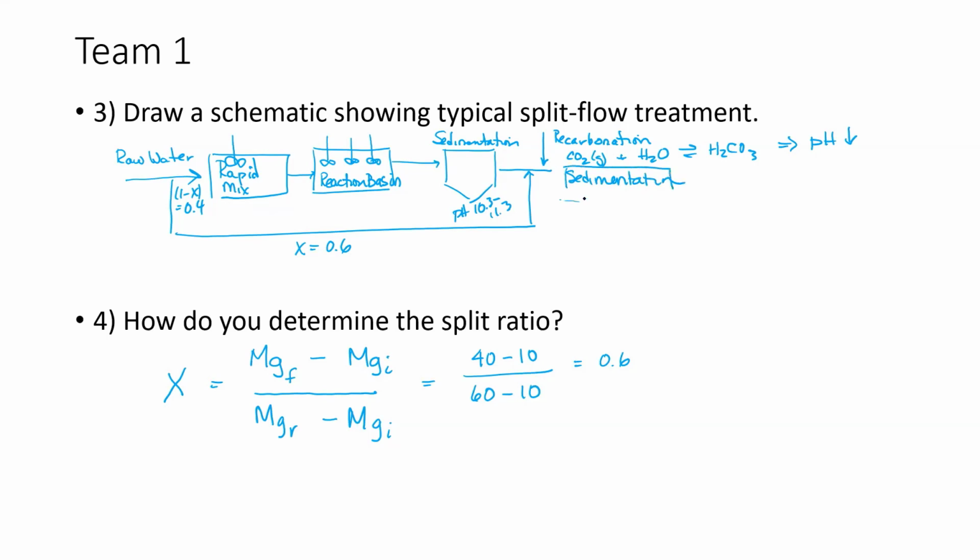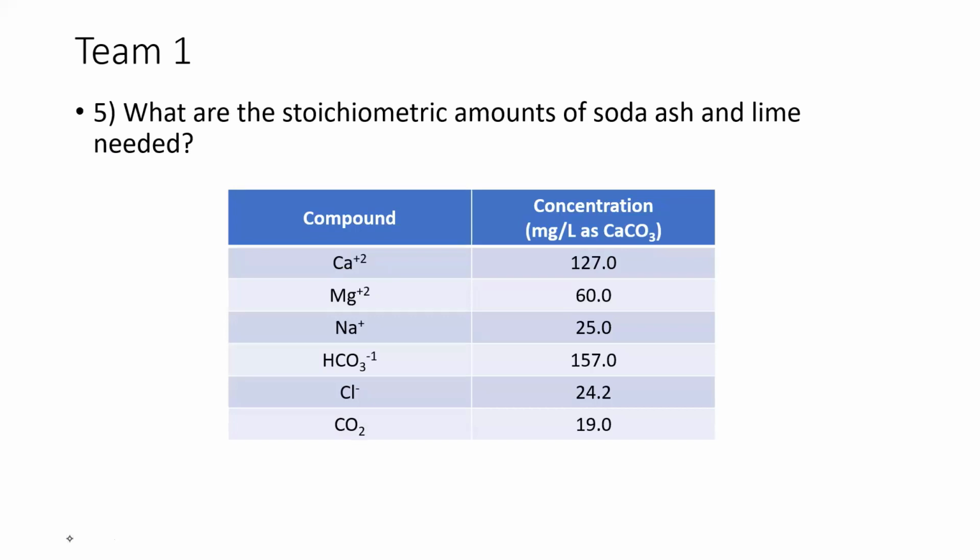We can also have a second stage where we actually add more lime or more soda ash, depending on the process. Any questions about this? So the next thing I want you to think about are the stoichiometric amounts of soda ash and lime that are needed, and we can also calculate the amount of sludge.